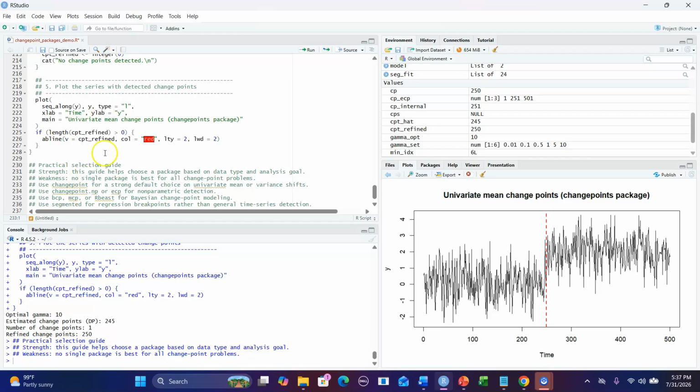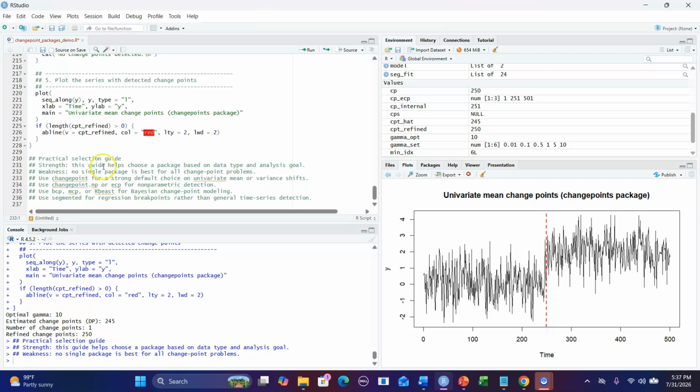Okay, so basically what we learned: a practical selection guide of strengths. This guide helps you choose the package based on the data type and analysis goal. No single package is the best for all change point problems. Use changepoint as a strong default choice. Use changepoint.np or ECP for non-parametric detection. Use Rbeast for Bayesian change point modeling. Use segmented for regression breakpoints rather than general time series detection.